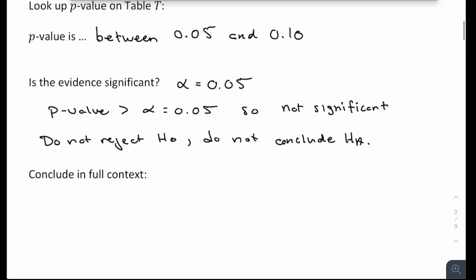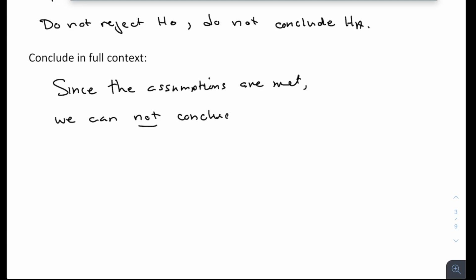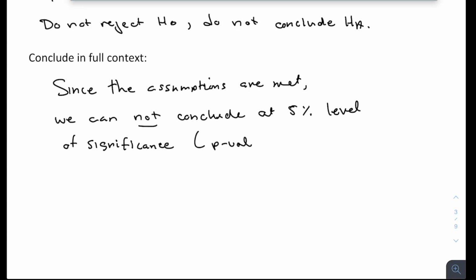Let's now make a conclusion in full context. The assumptions were met, so let's state that since the assumptions are met, and unfortunately we cannot conclude the alternative hypothesis here. So we cannot conclude at the 5% level of significance. Remember, that was because our p-value was bigger than 0.05. And we cannot conclude the alternative.